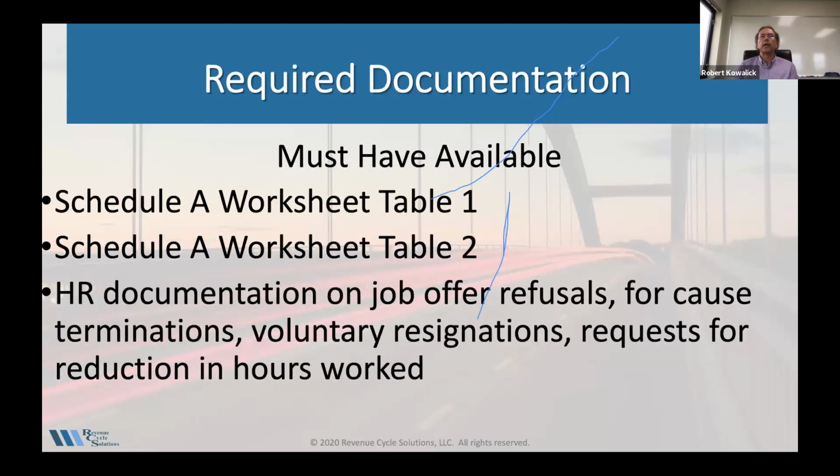The things that you have to keep on hand but don't have to turn in unless they ask you for it are the Schedule A worksheets, Table 1 and Table 2, and then all HR related documentation around job offer refusals. This gets into the flexibility and exceptions they're giving you around FTE reductions. So any for-cause terminations, any voluntary resignations or voluntary reductions in work schedule or hours worked, you have to have documentation, preferably signed by the employees, that show that those FTEs were reduced and that you can now offset.